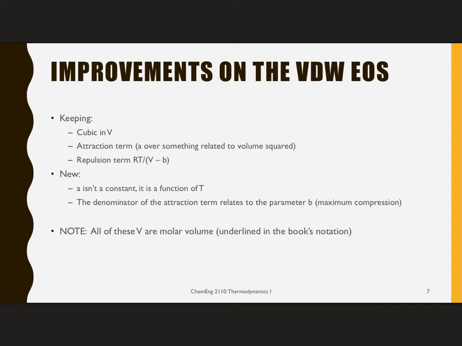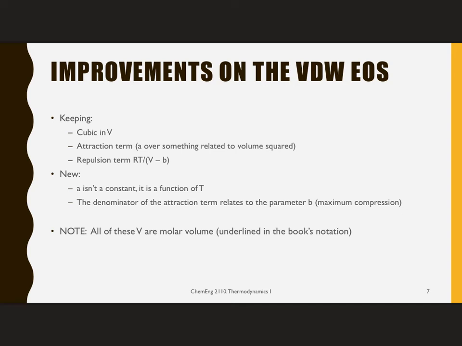But the improvements that were made, well, first of all, that constant A over something like V squared, A really shouldn't be constant, okay? That will vary with temperature. And then also the denominator in that attraction term, A over V squared, that's more complex than maybe just a simple V squared. And so the denominator of that term actually turns out should relate to the parameter B, which essentially relates to the maximum compression you can do on a molecule.